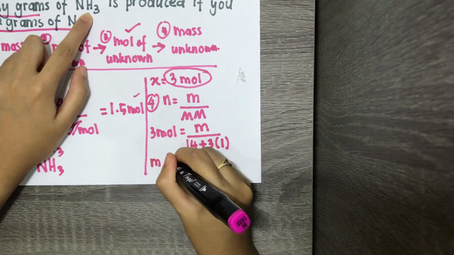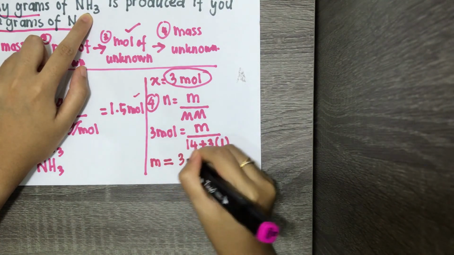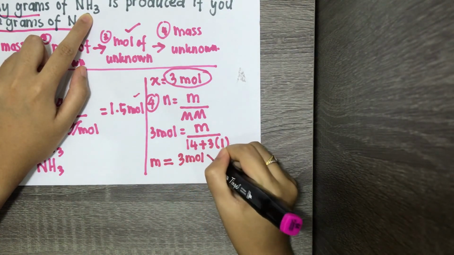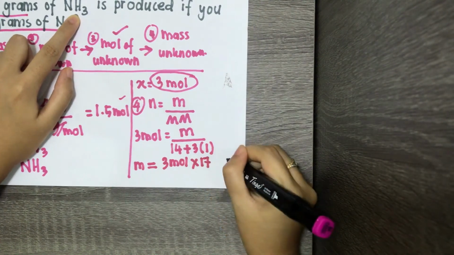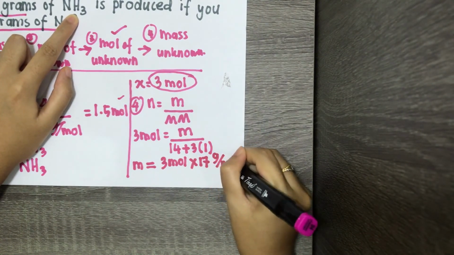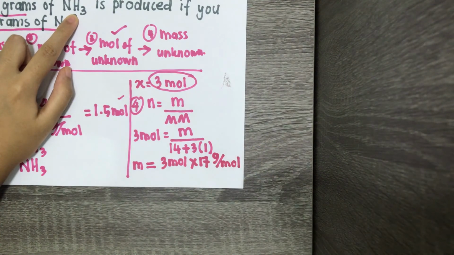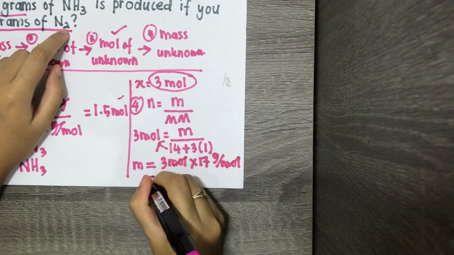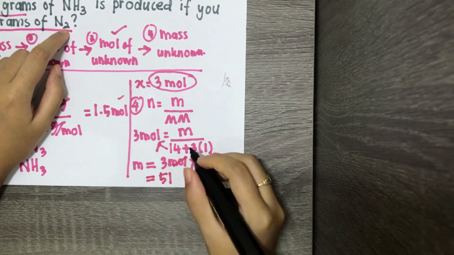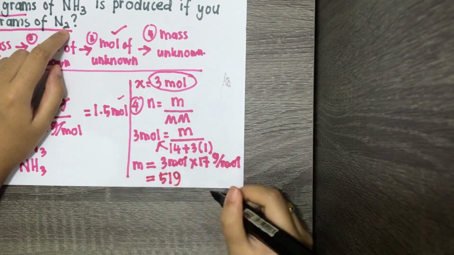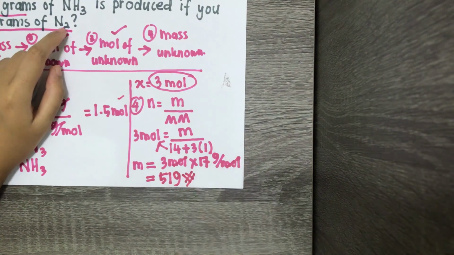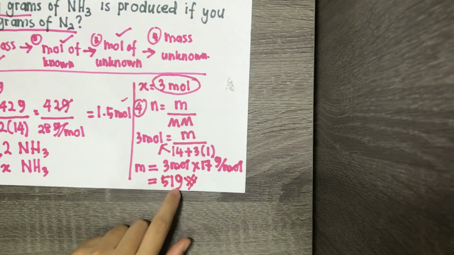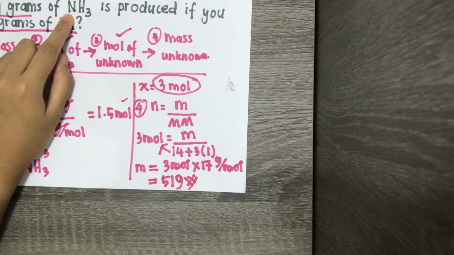So kita akan dapat mass equals to 3 mole times 17 gram per mole. Bawa naik atas yang ni. Mole, mole, potong. 17 darab 3 adalah 51 gram. So inilah jawapan you. 51 gram of NH3. Faham?